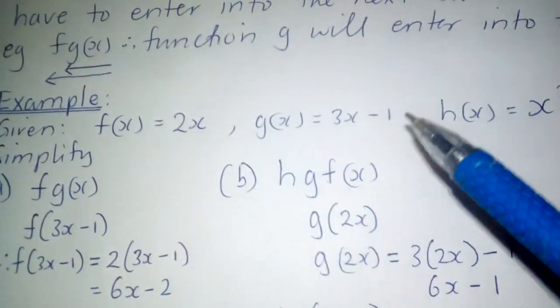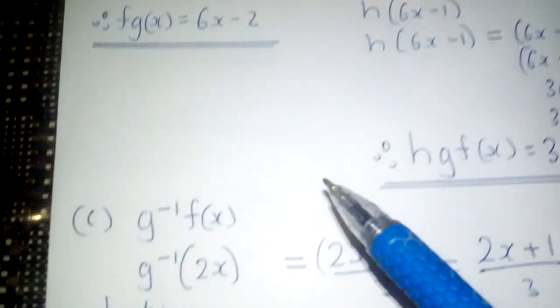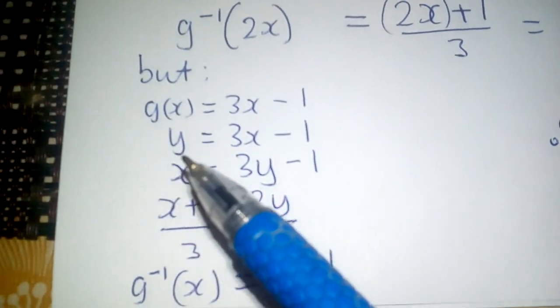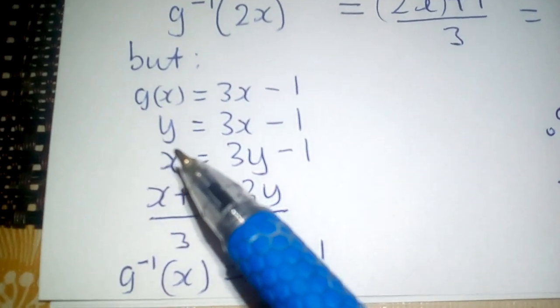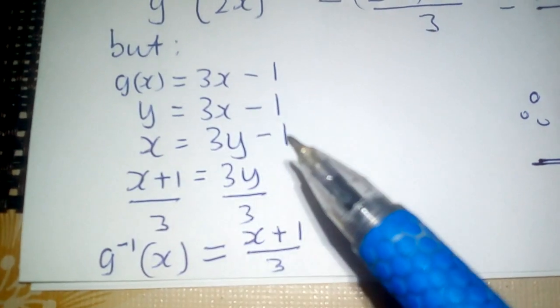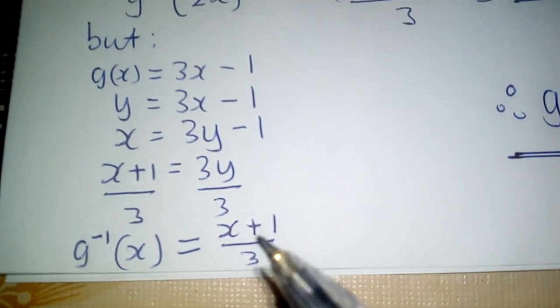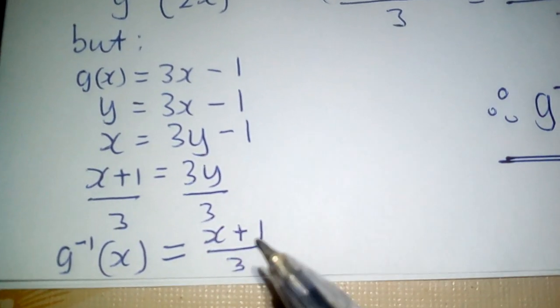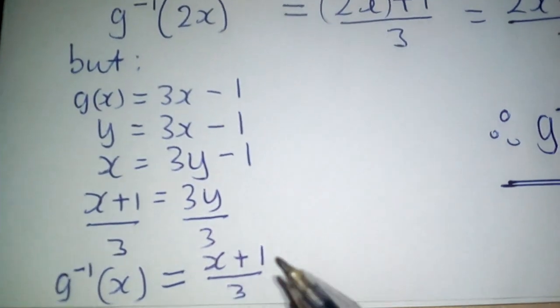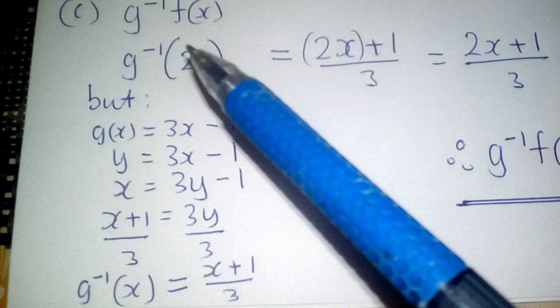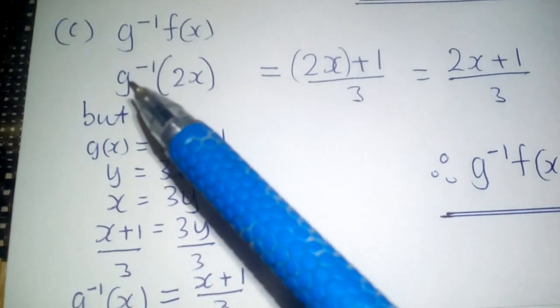Instead, I will have to find the inverse of G first, as I have shown here, where we replace g(x) with y, exchange x and y, then make y the subject. And the inverse of G is (x plus 1) over 3. This is the function I will use for this work. Why? Because I need the inverse of G, not g(x).